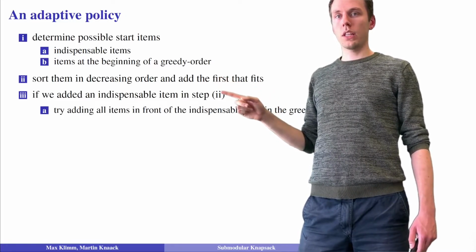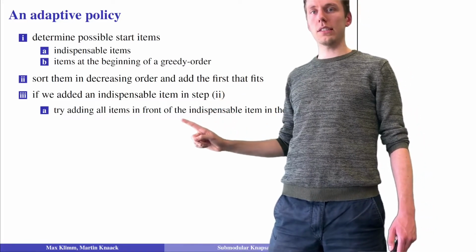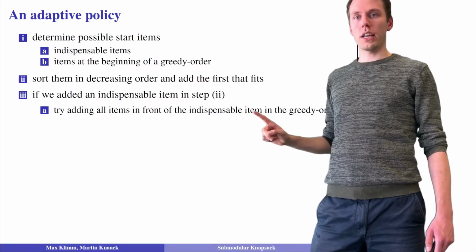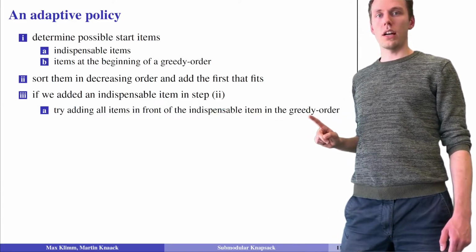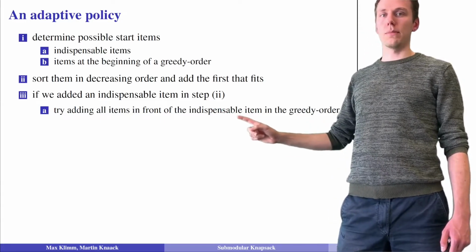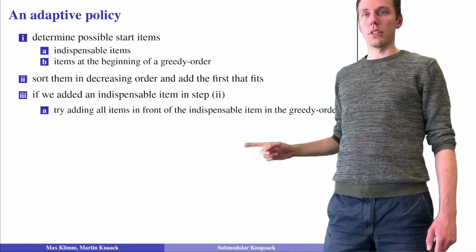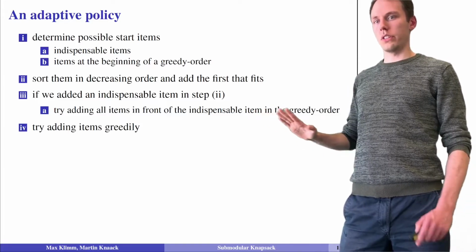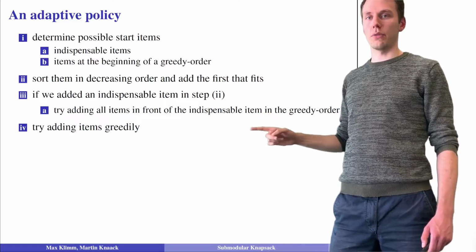In step 3, we check if the item from step 2 was an indispensable item. If this was the case, then we look at the greedy order and add all items to our solution that are in the greedy order in front of the indispensable item. This is an important step. And the last step is the fourth step. There we are only adding more items in the greedy order, so just adding more items greedily.